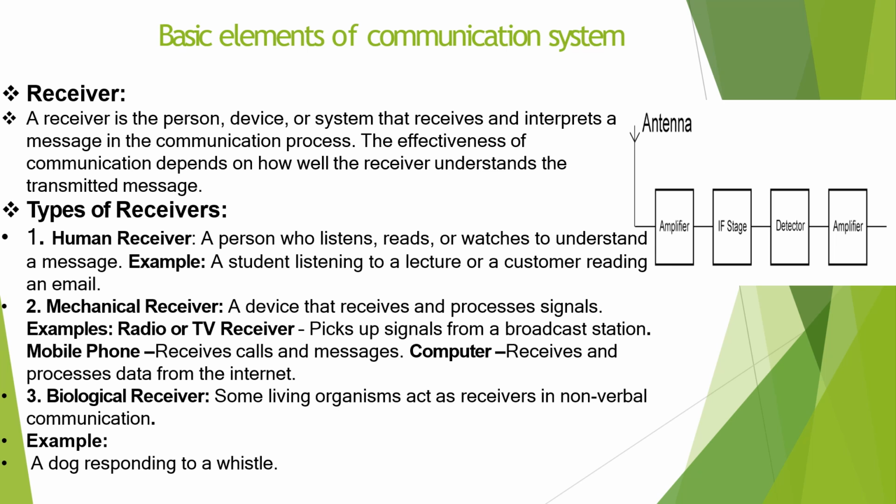a message, like a student listening to a lecture or a customer reading an email. And number two is the mechanical receiver, a device that receives and processes signals, like a radio or TV receiver that picks up signals from a broadcast station, a mobile phone, which receives calls and messages, and a computer, which receives and processes data from the internet. And number three is the biological receiver, where some living organisms act as receivers of non-verbal communication, like a dog responding to a whistle.